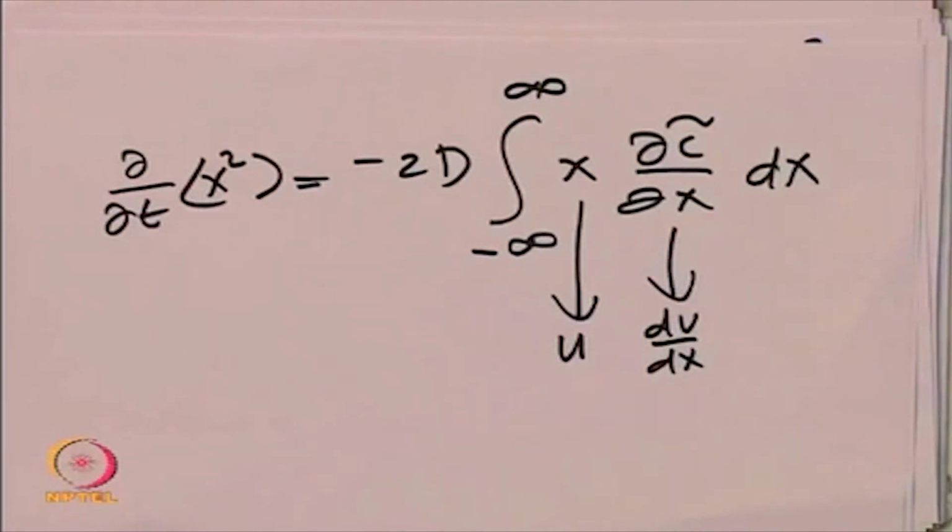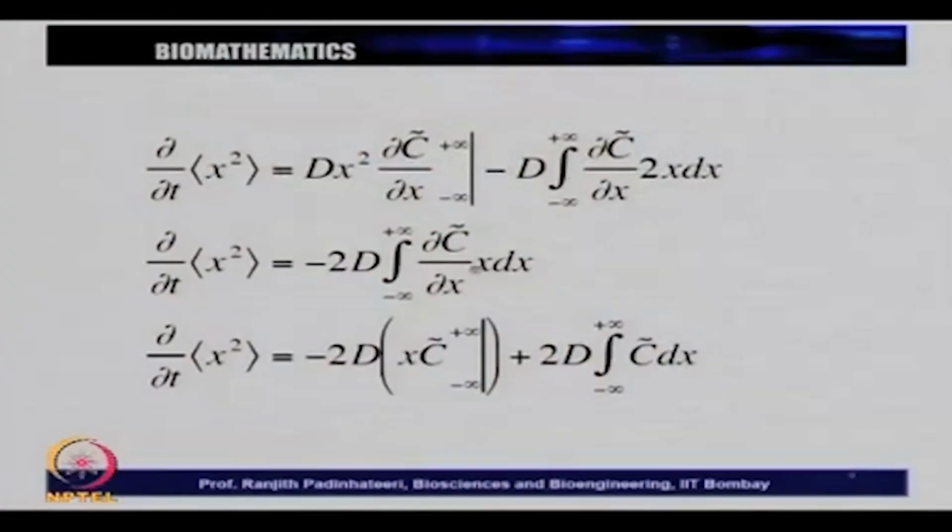What you would get is that, again let us say x is u. So, u into v in the limits minus integral v du. V is c tilde and du is dx, which is the derivative of x, dx by dx, which is 1. So, what you will get is 2d into integral c of x dx.